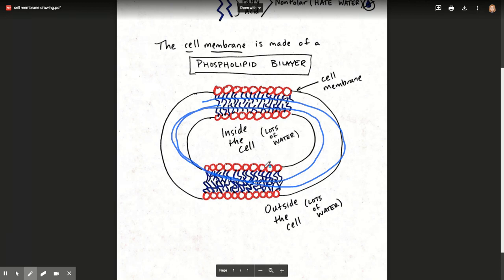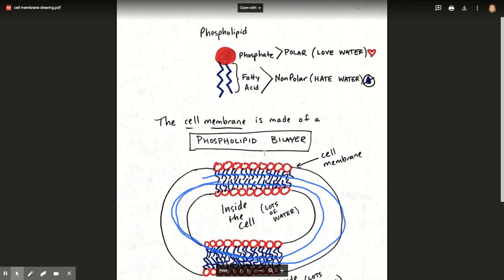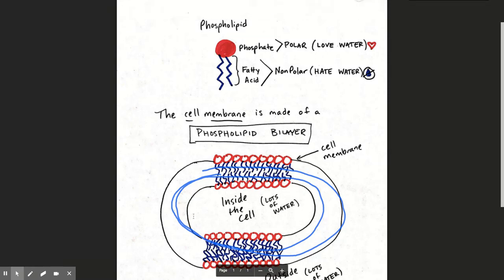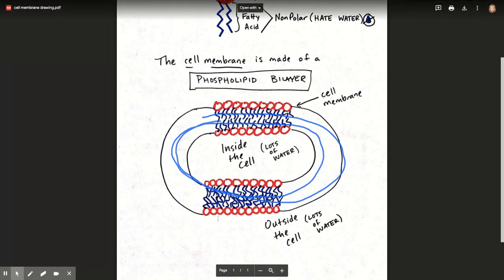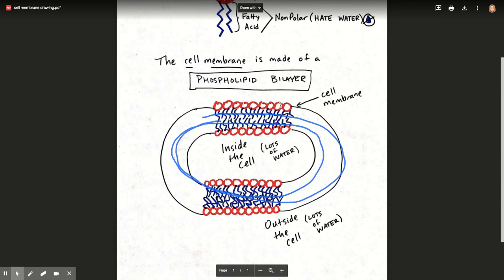And inside the cell, hypothetically, there's lots of water. And since the phosphate heads are polar and love water, they face the inside of the cell. So they line the whole inside of the cell. If we look, the outside of the cell generally has a lot of water as well. So again, those phosphate heads in red are lining the outside of the cell as well.